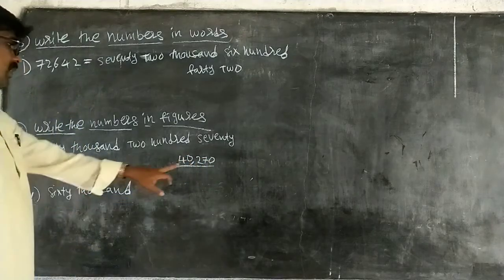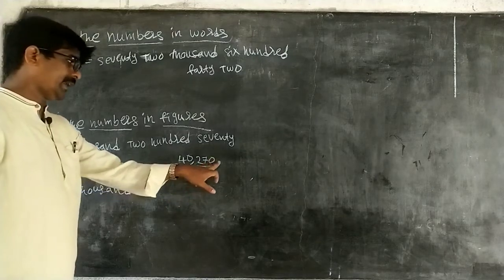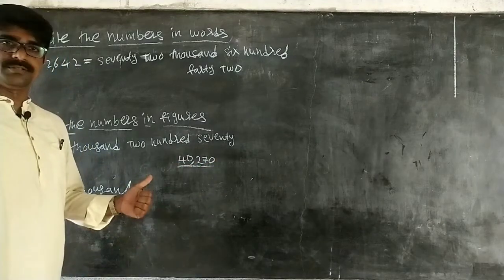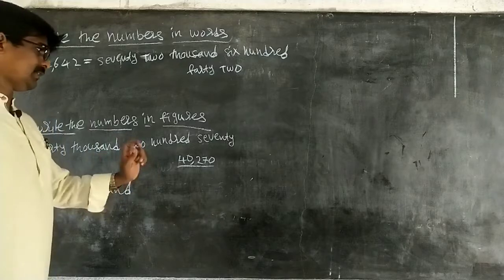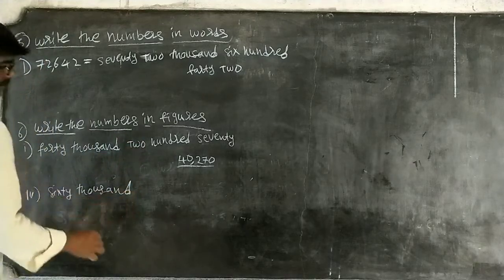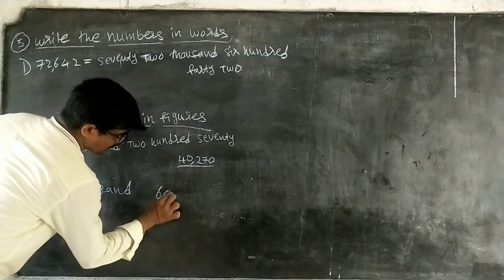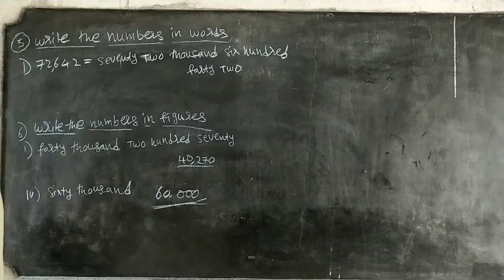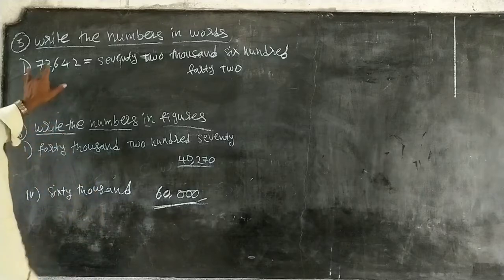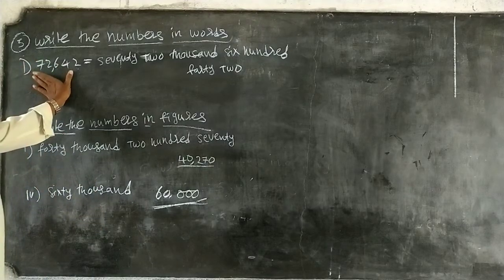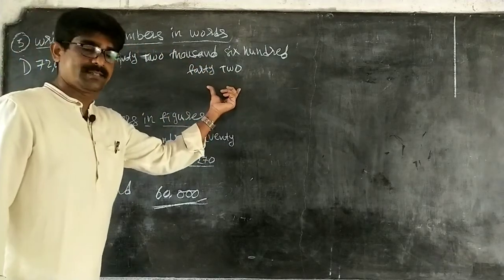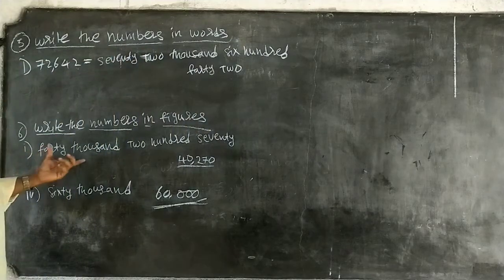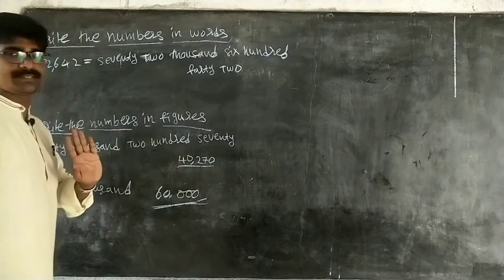So 40,270. Next, 60,000. Simple. 60,000. Okay, understood? In the fifth problem, he gave figures and you have to write in words. In the sixth problem, he gave words and you have to write in figures. Okay?